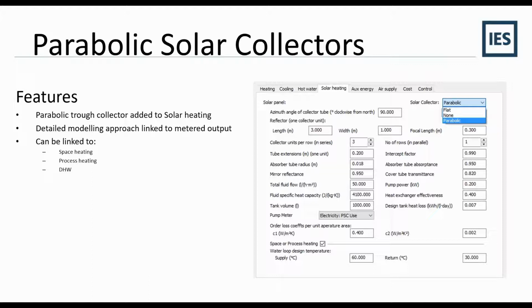We have now added parabolic solar collectors to the solar heating. You can see up there, in the top right, it used to just be flat and none as options. Now you've got parabolic. You can now connect that to your pump meter. This is available through Apache systems and also includes a buffer tank model. It's not just for domestic hot water, but also space water loop preheating as well. So that's good to know.